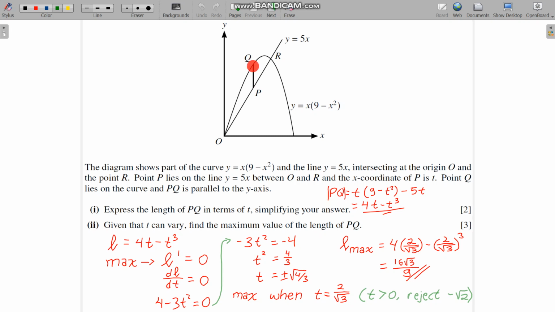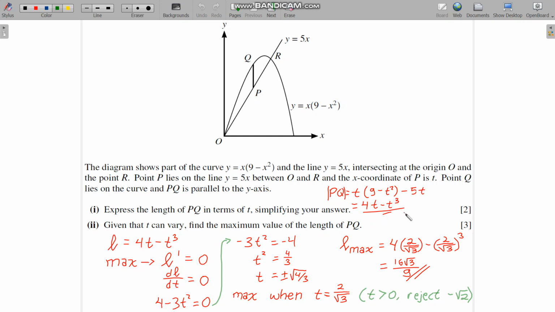The Q is the higher value here, so the Q would be using the curve. We replace the x with t. We get the y value of Q, t times 9 minus t squared, minus, for the straight line, when the time is t, the y is 5t. So this minus this, simplify, we get this thing in terms of t.